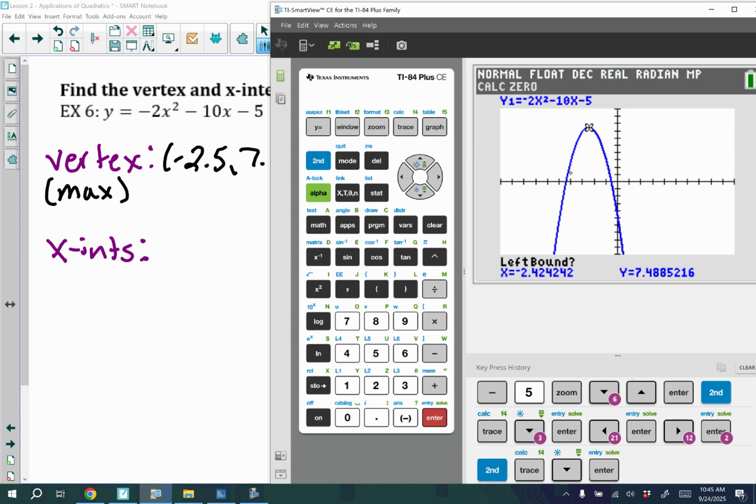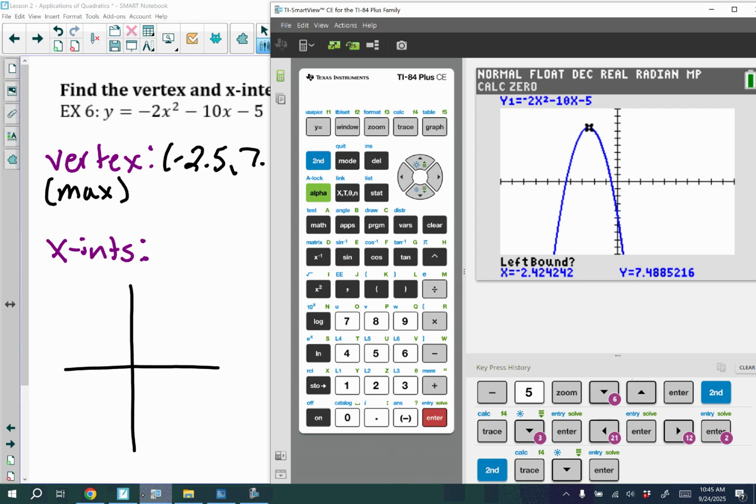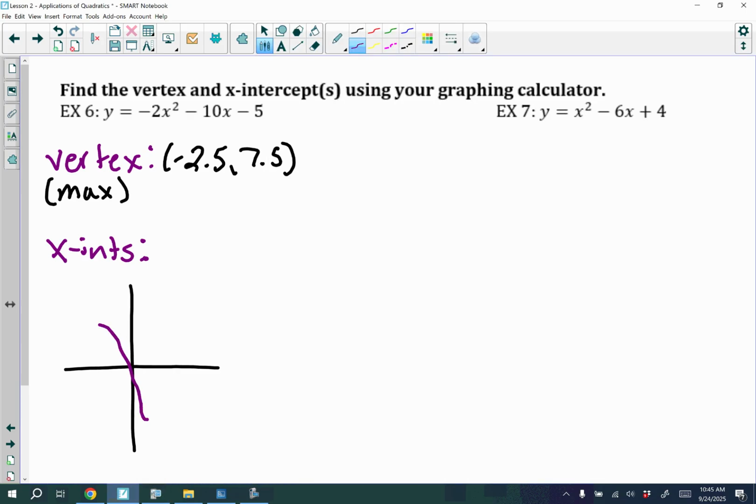x-intercepts. Well, I'm going to go ahead and find the leftmost x-intercept. Now, I'm going to go ahead and sketch this to help us figure out how to use the graphing calculator to find the x-intercept. Let me do this. I'm going to go back. Okay. So our graph kind of goes through this here. So we have this x-intercept we're going to find.